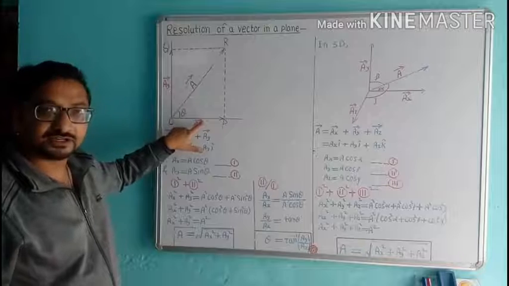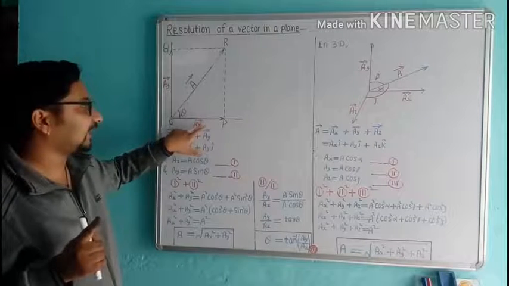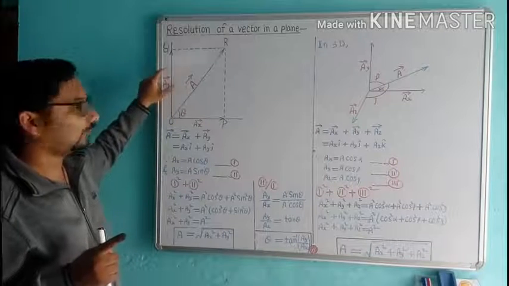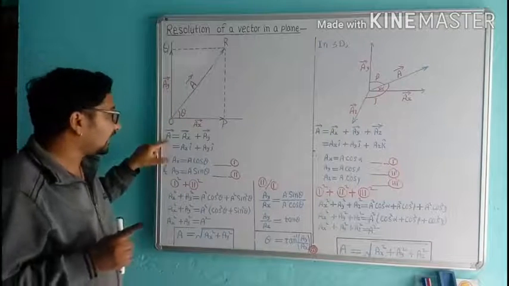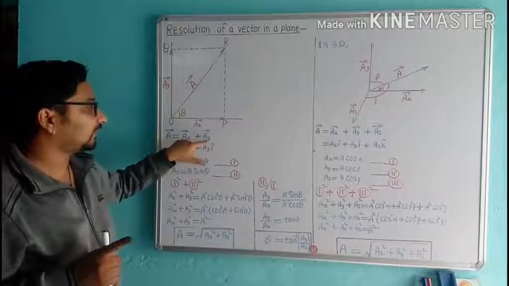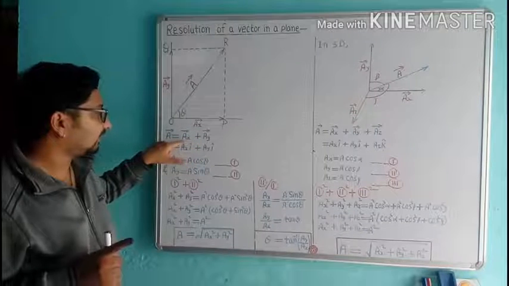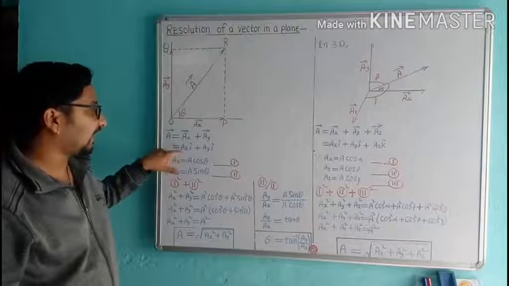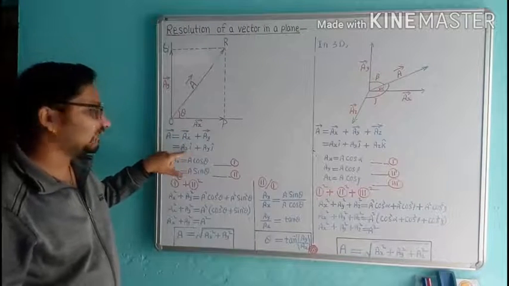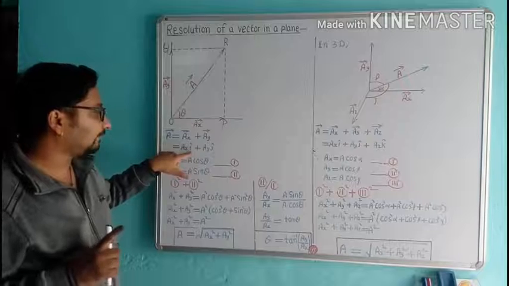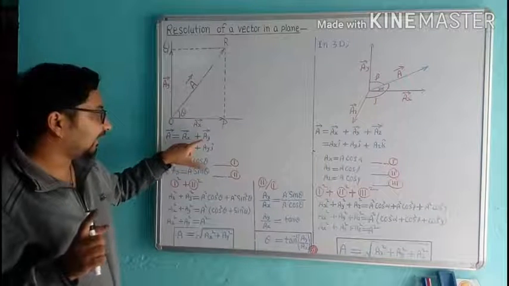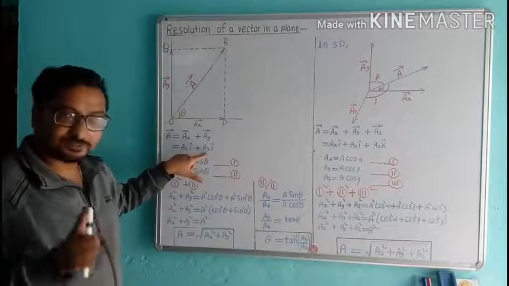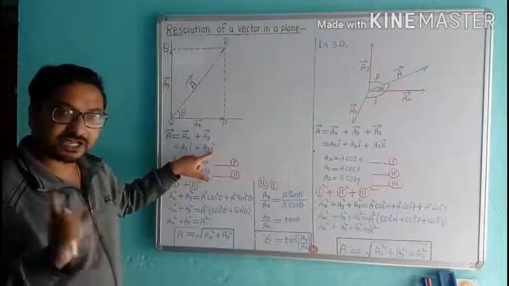Ax vector is the component of vector A in x direction and Ay vector is the component of A in y direction. So we can write vector A as a combination of its component vectors, Ax vector plus Ay vector. Now we can write Ax vector as Ax i cap, where Ax is its magnitude and i cap is its direction, and Ay vector as Ay j cap, where Ay is its magnitude and j cap is its direction.